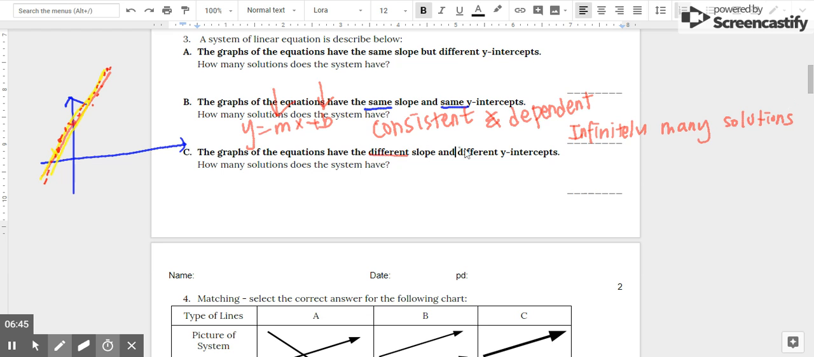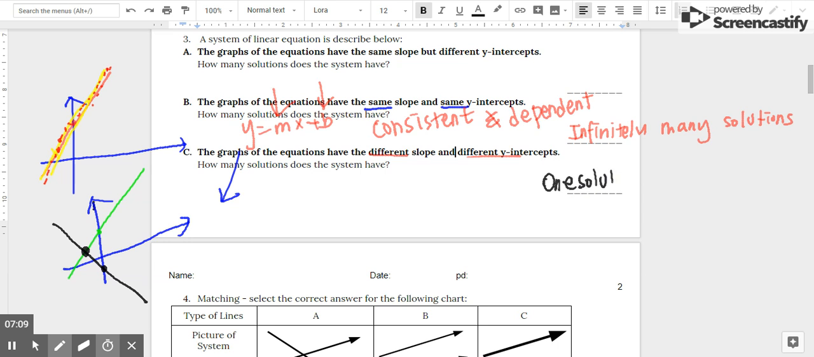What about different slope and different y-intercept? Let's say the first line is this, and I'm going to choose a different y-intercept, which is this, and I'm going to go down this time, a negative slope and a positive slope. So how many solutions? There's only one solution for this case.